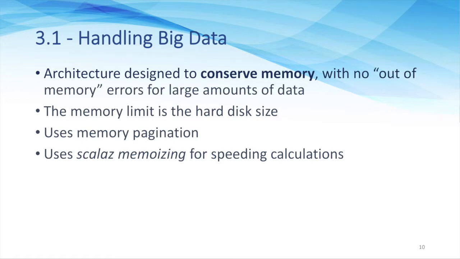Reactive Reports can gracefully handle very large amounts of data. It is designed to conserve memory, and users will not get out of memory errors for large amounts of data. The limit for memory is the hard disk size, and it uses memory pagination. Another advantage with regards to big data is the use of ScalaZ memoizing for speeding calculations. Thus, it generated a 20,000 page report with images in only 4 minutes.